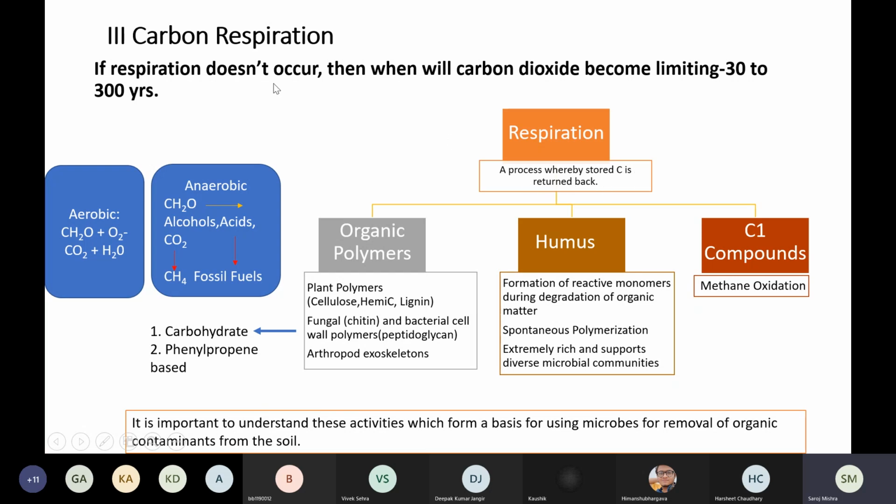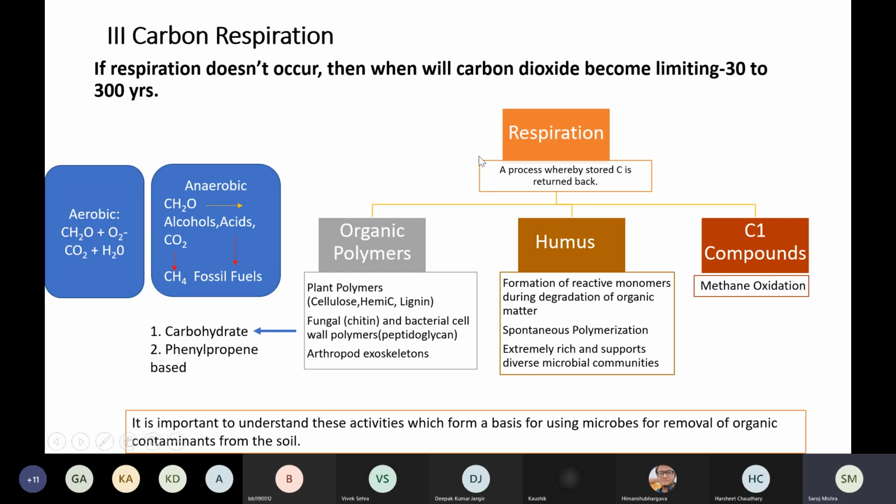Now, it has been asked when carbon dioxide would become limiting on Earth if respiration were not to occur. It is estimated that in about 30 to 300 years, no more carbon dioxide would be available, and carbon cycling is expected to stop completely if this biological respiration does not occur. So it's an extremely important part of the overall cycle. In other words, the carbon cycle cannot continue unless respiration is there.